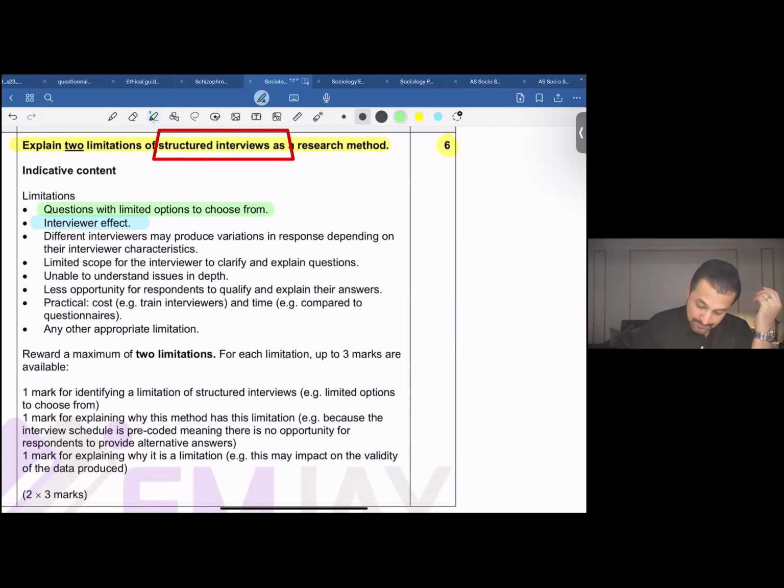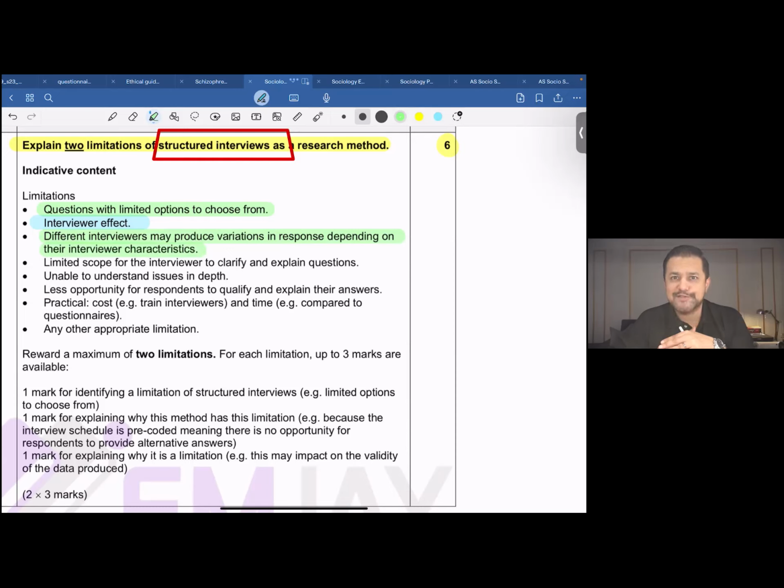Number three, different interviewers may produce variations in response depending on the interviewer's characteristics. Now, let's just say there are 100 people that need to be interviewed.